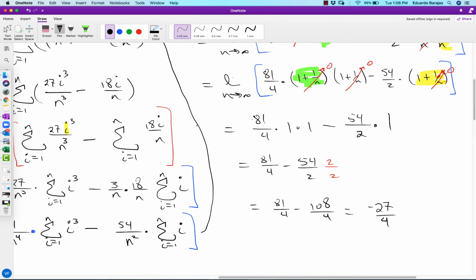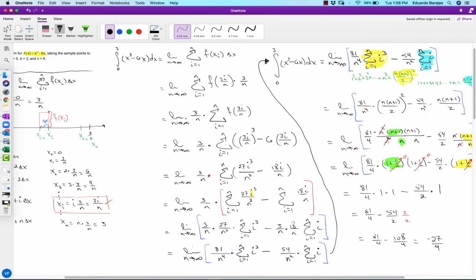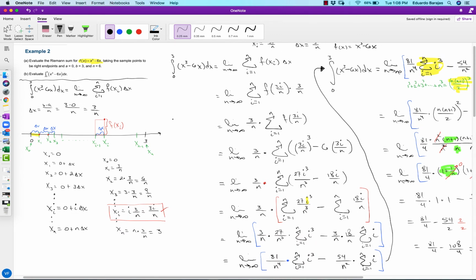Okay, so let me zoom back out and state my answer then. So I'll just put it right over here, the integral from 0 to 3 of the function x cubed minus 6x dx, after all that work, turns out to be negative 27 divided by 4. Right, and that's my final answer. Let's see if I can zoom out here and get enough.